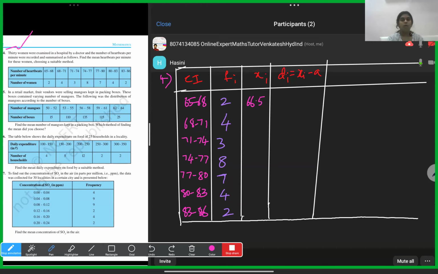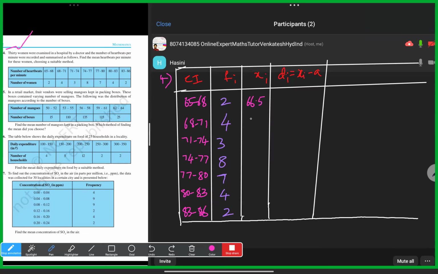Yes, sir. So, what is the class size, Hasni? 3, sir. So, we'll add 3 to this, Hasni. Once you quickly tell the values, what do I have to write now? 66.5 plus 3.